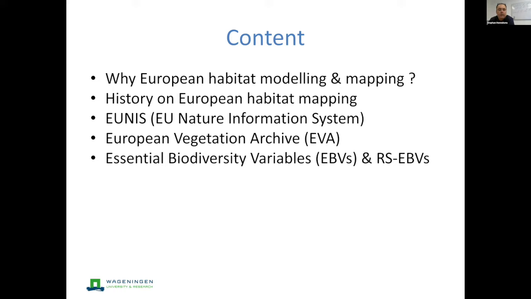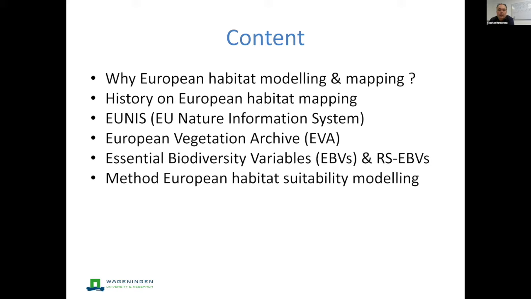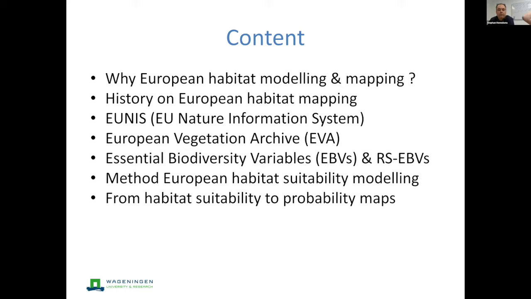Also about essential biodiversity variables. Maybe you have heard about this initiative of GEO BON, but also the initiative to have remote sensing enabled essential biodiversity variables to support the monitoring of biodiversity. And of course, our method related to the European habitat suitability modeling, and how we go from habitat suitability to probability maps and what's next. And if we have time, Stefan will also provide a live demonstration of the community portal in which everybody can make their own European habitat maps.